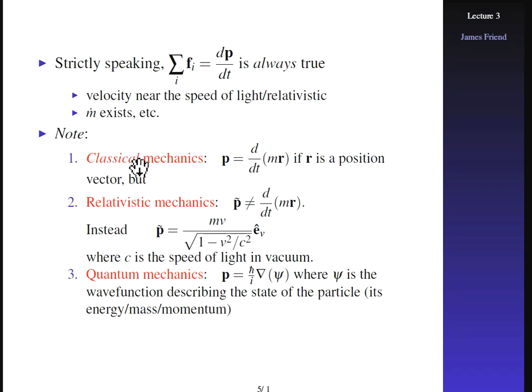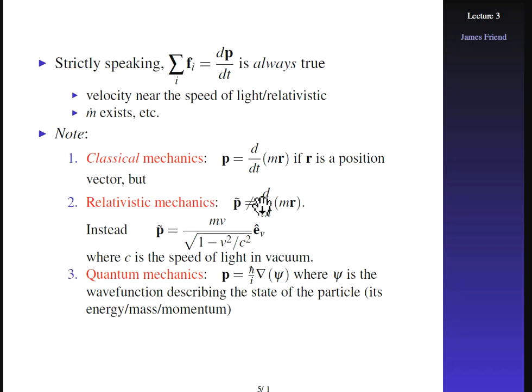But this is still true. So for classical mechanics, for example, the kind of things we'll pretty much talk about in here, we say that the momentum is just the time rate of change of the quantity mass times the position, where this r is a position vector, and again this r is with respect to a fixed coordinate system.